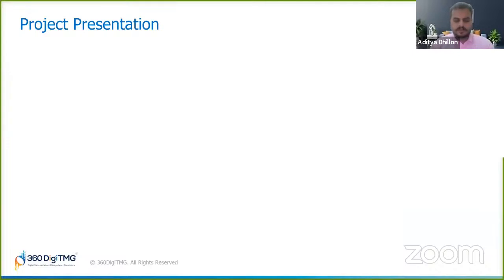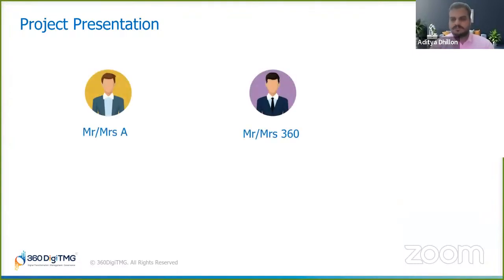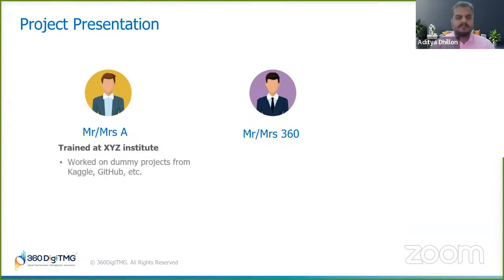Before we talk about the project, let me ask you a question. I'll present a scenario and then you have to answer that question yourself. We have two people competing for jobs: Mr. or Mrs. A and Mr. or Mrs. 360. Mr. A has been trained at XYZ Institute. They have worked on dummy projects from Kaggle, GitHub, etc. They have taken the dataset from there and worked on these projects.